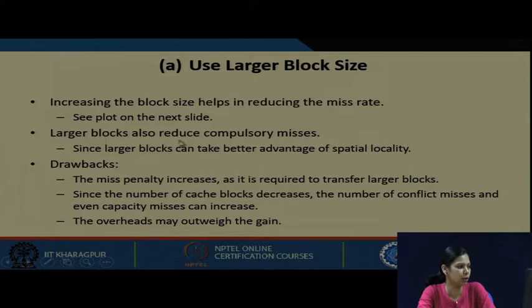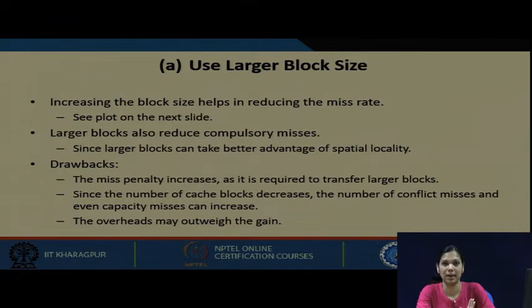Larger block size also reduces compulsory misses. We have seen various kinds of misses in the previous lecture. Every time you bring data, there is a miss. But if you bring a larger block where all the data is brought in, you will just be hitting the cache to get the subsequent data. Of course, time will be spent in bringing the entire data from the lower level of the memory to the higher level, but then you can access it very easily.